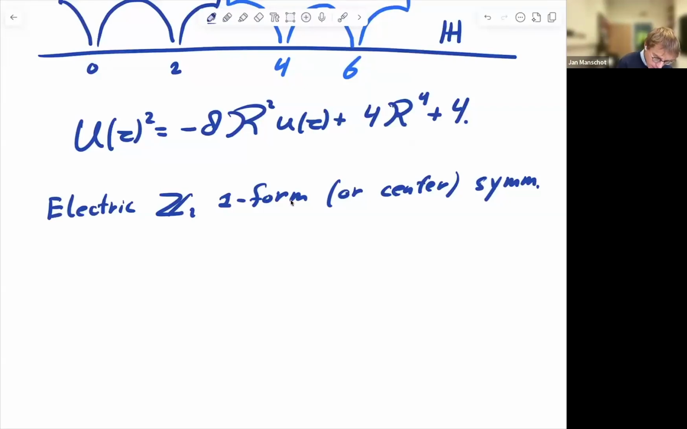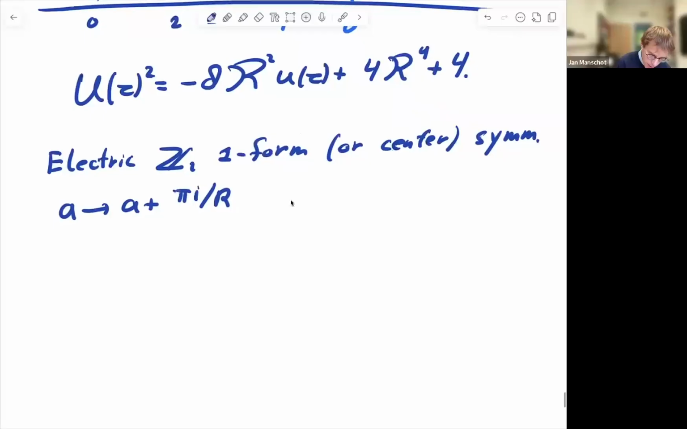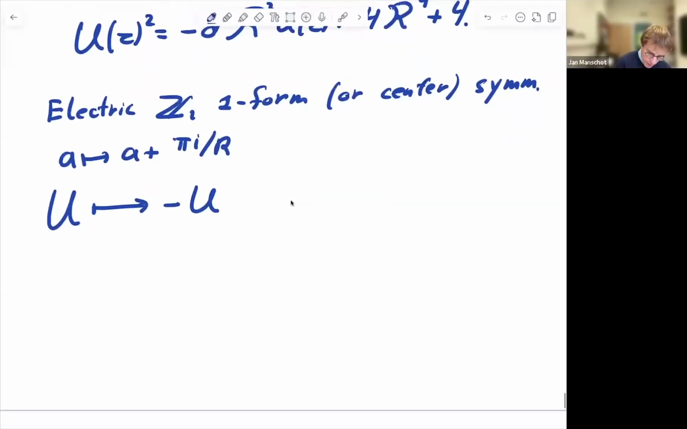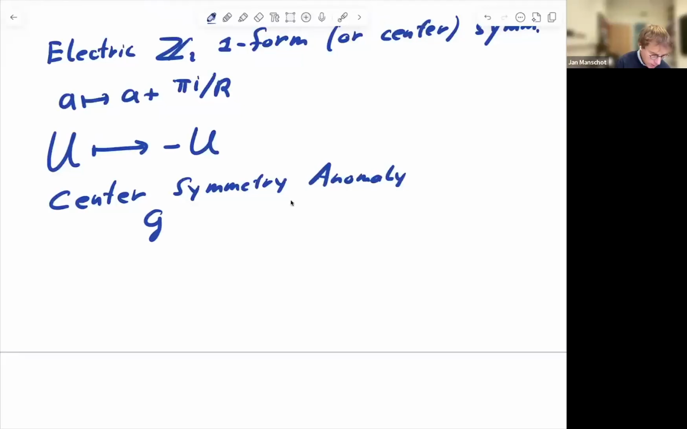In our case, it maps A to A plus pi i over R, and capital U to minus U. And there is a center symmetry anomaly in this theory, which is also discussed by Giannolini, Tisano in 2020, and Abruzzi and others in 21.